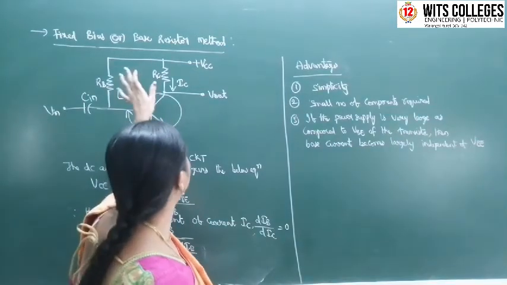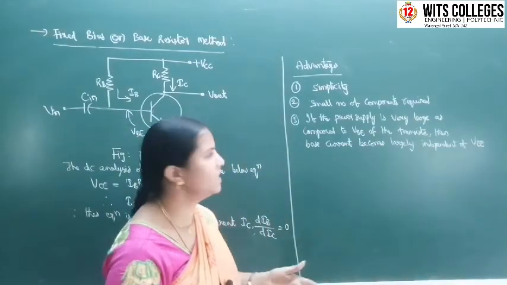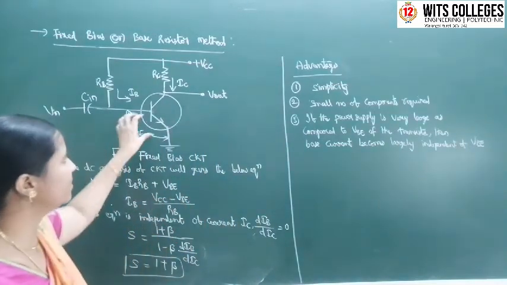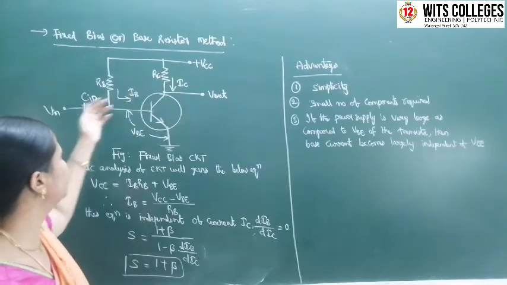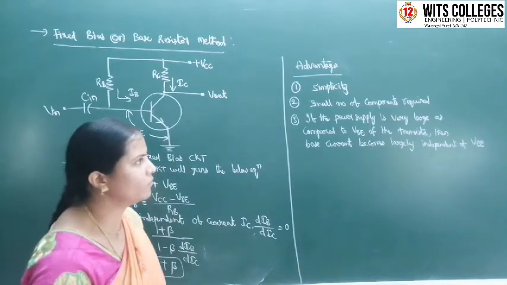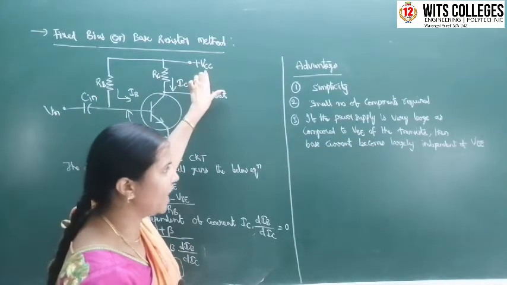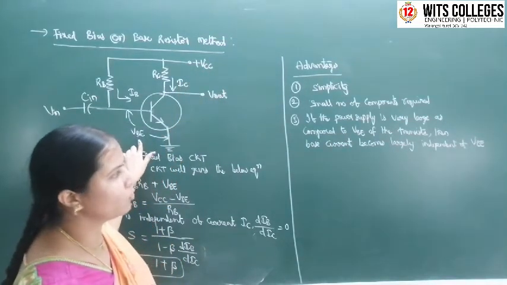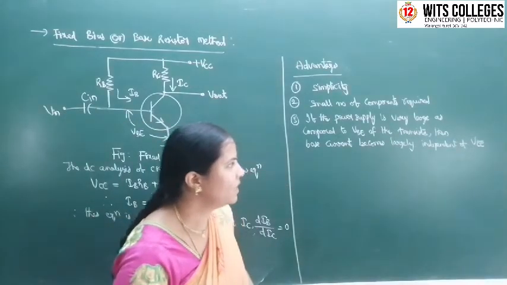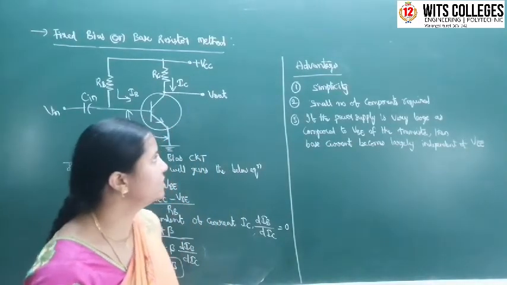Coming to the advantages of fixed bias or base resistor biasing method, it is a very simple circuit. Simplicity is there and a small number of components are required. Small number of components means here we require only one transistor, two resistors, one capacitor and a DC power supply. Also, if the power supply is very large compared to the base emitter voltage of this transistor, then the base current becomes large and is independent of the base to emitter voltage. So these are the advantages.